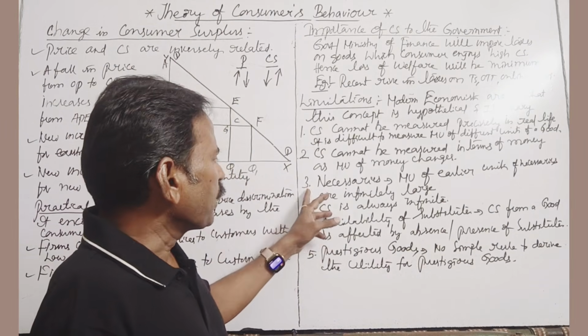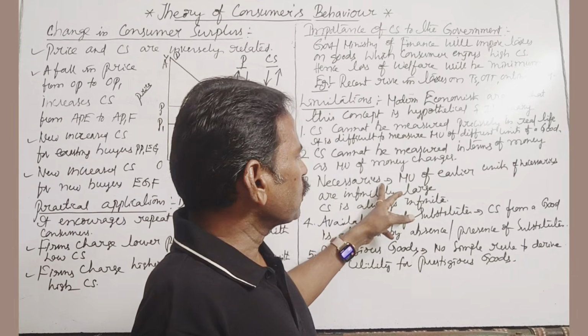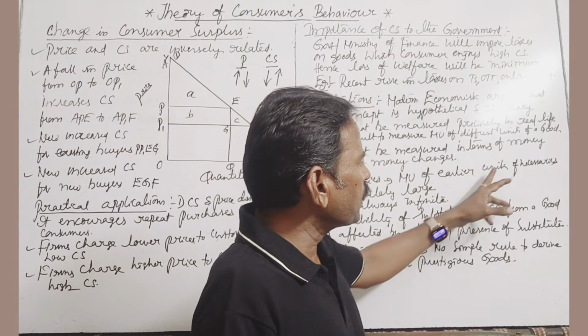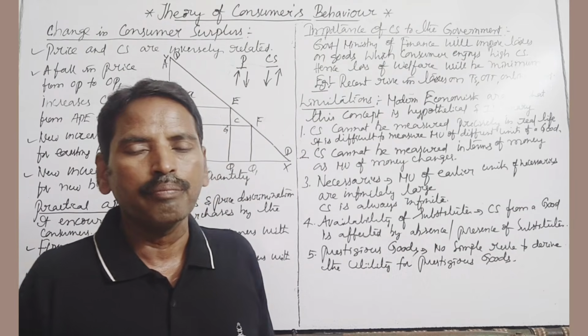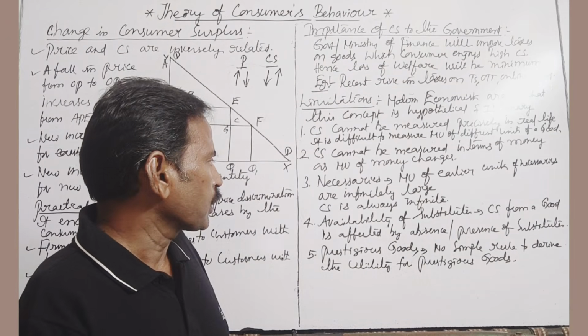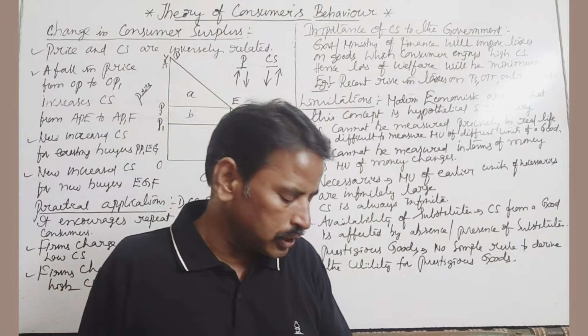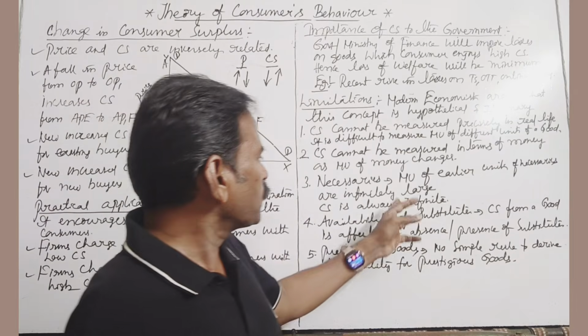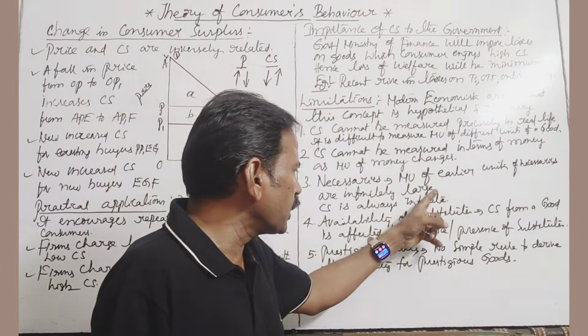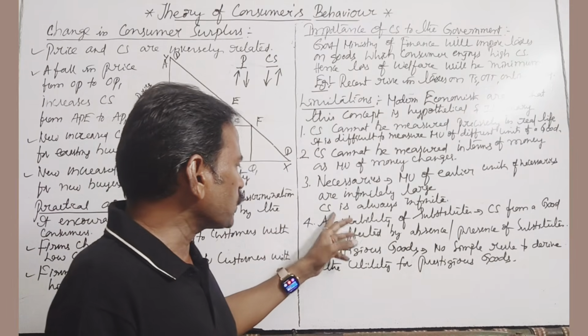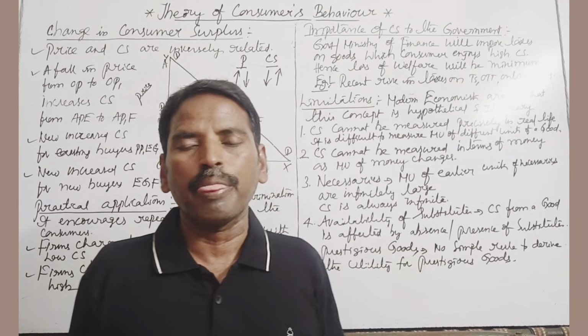Third one is necessaries. The marginal utility of earlier units of necessaries is infinitely large. Very, very important. In the case of necessaries, the marginal utility of earlier units is infinitely large. That means consumer surplus is always infinite.